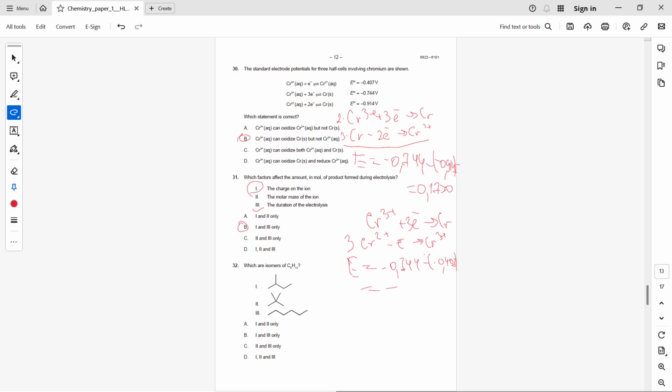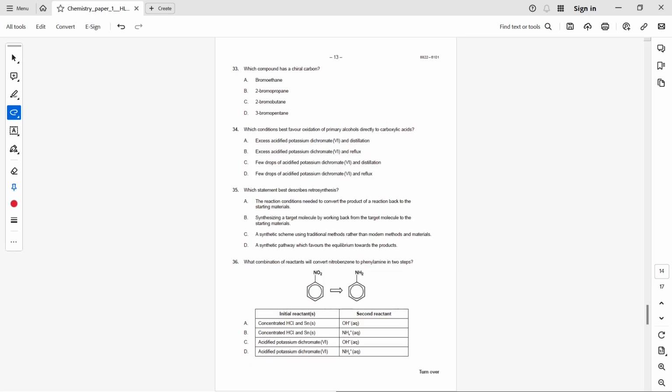For the next question, we need to find the isomers of pentane, and the number 3 has 5 carbon atoms, so it can be an isomer of pentane. This is neopentane, and this is isopentane, so option A.